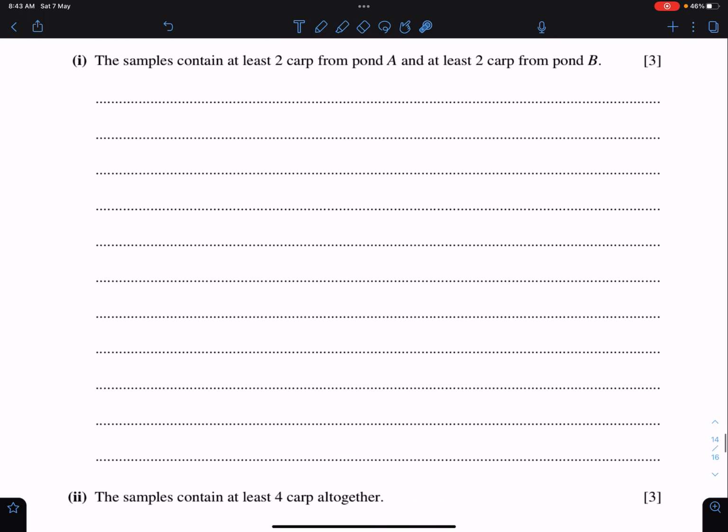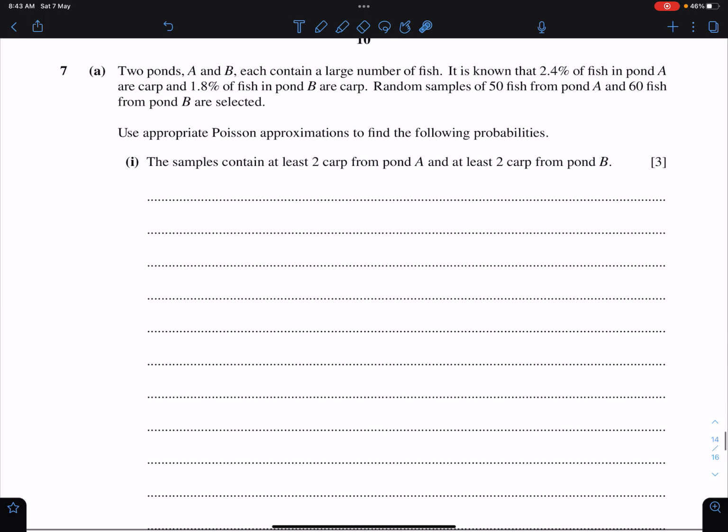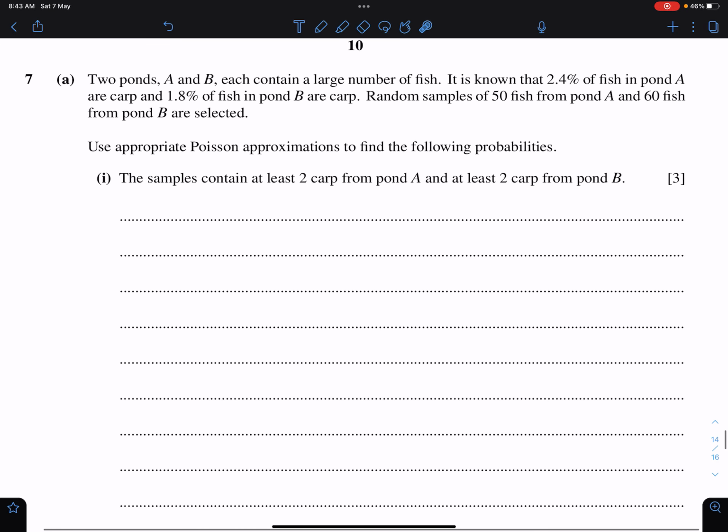Last question of this paper. Question 7. Two ponds A and B each contain a large number of fish. It is known that 2.4% of fish in pond A are carp and 1.8% of fish in pond B are carp. So both are binomial.